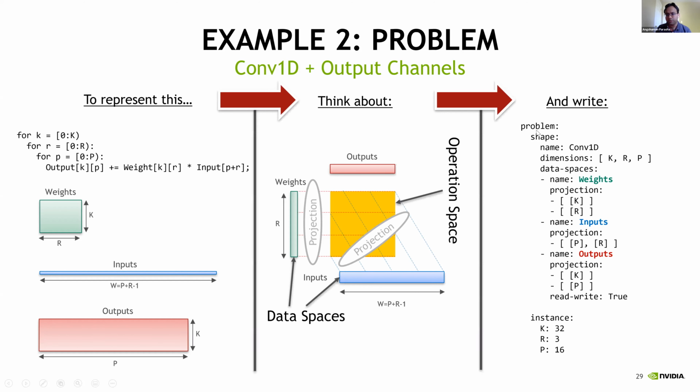So how do you represent this problem? Same thing. Think about the operation space and the various data spaces and the projections of the operation space onto the data space. So my dimensions now extend to K. So that's the operation space. For weights, my projection now has another dimension, which is K. And for outputs, again, I have the same K dimension. And inputs doesn't change from the 1D convolution because the K dimension doesn't affect inputs. Okay, and when I'm instantiating this, I need to, of course, instantiate the K dimension as well.